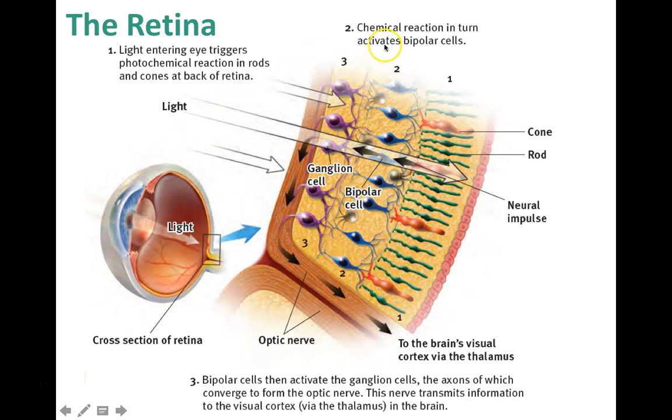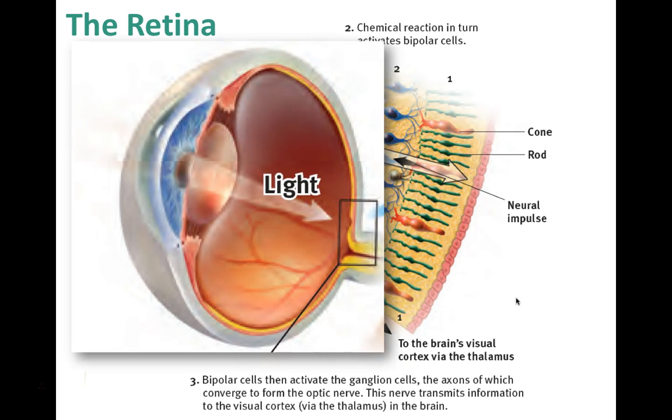So light enters and triggers photochemical reactions here, activates bipolar cells, activates ganglion cells, and that information, the electrical impulses, the neural impulses that are created, then get on to the brain. That's what we were looking at, just a portion of the retina.